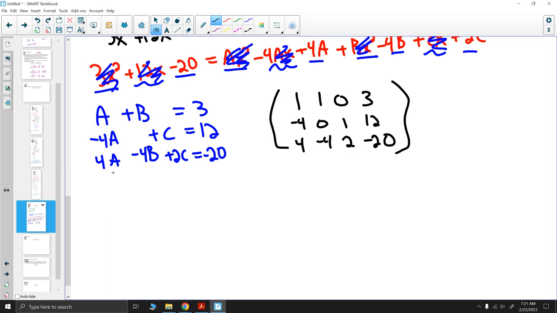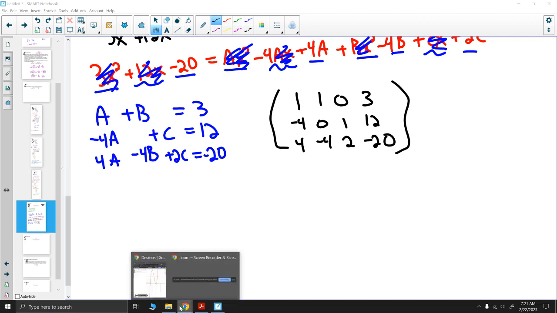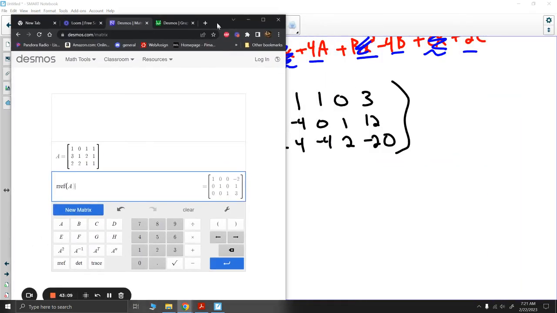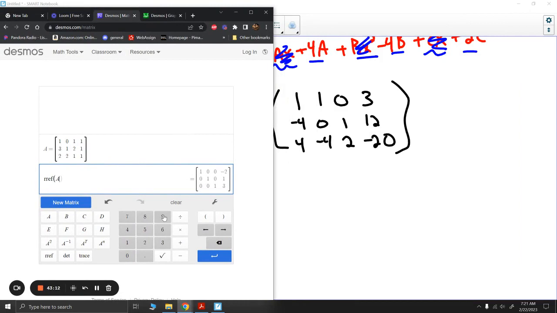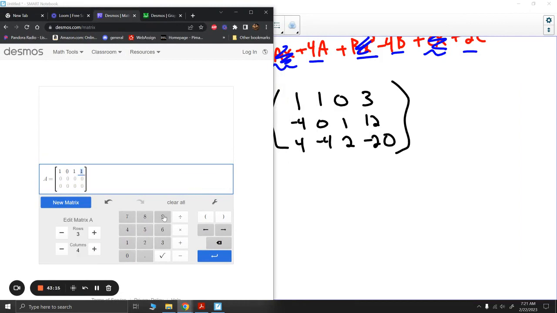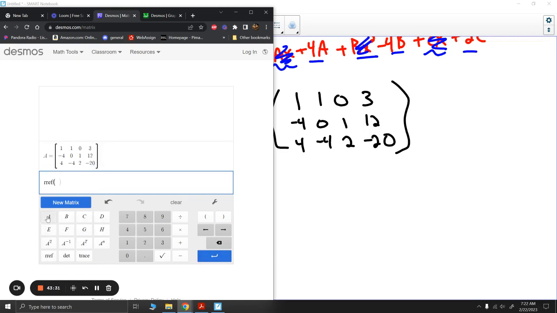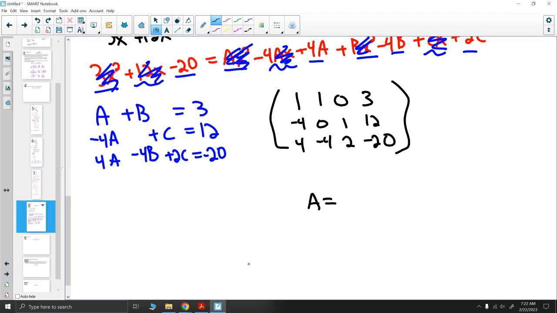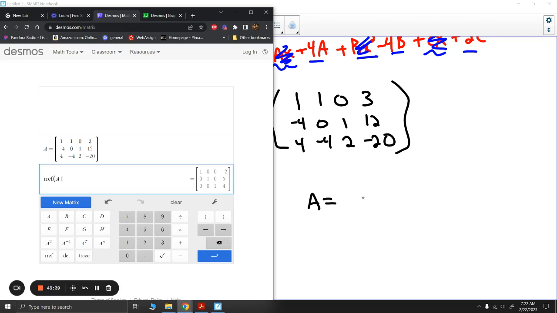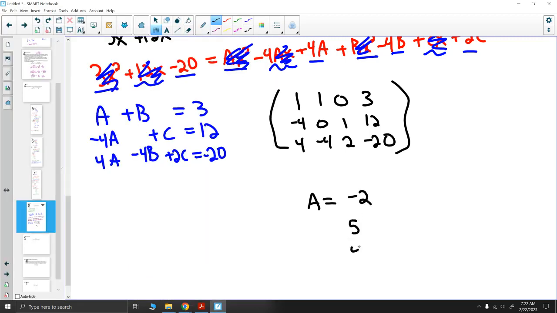Realistically speaking, again, we could kind of add these if we wanted, but I'm not going to do reduced row echelon form by hand, or Gauss-Jordan, or Gaussian elimination is what it's sometimes called. Anyway, so 1, 1, 0, 3. I use Gaussian elimination when I am doing it by hand, but since I have a calculator, I'm going to use reduced row echelon form. So reduced row echelon form of this is going to give us A is equal to negative 2, 5, 4.